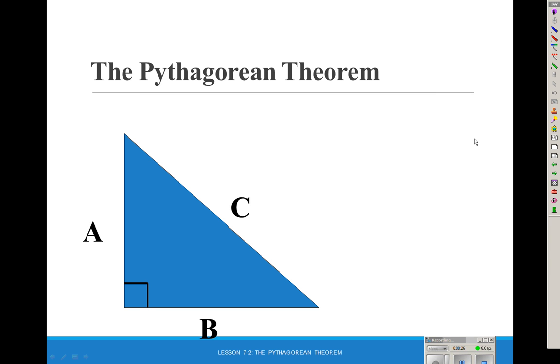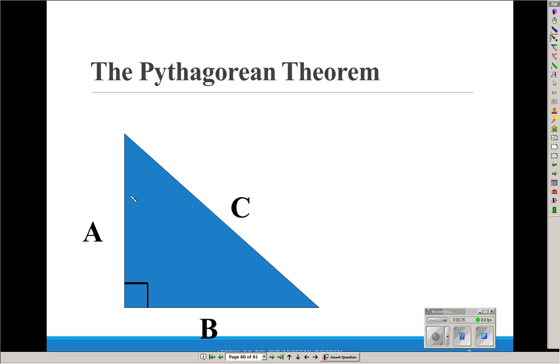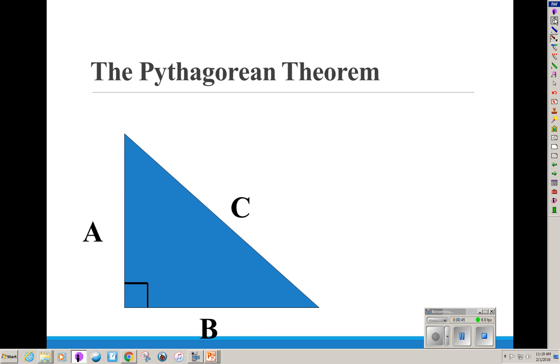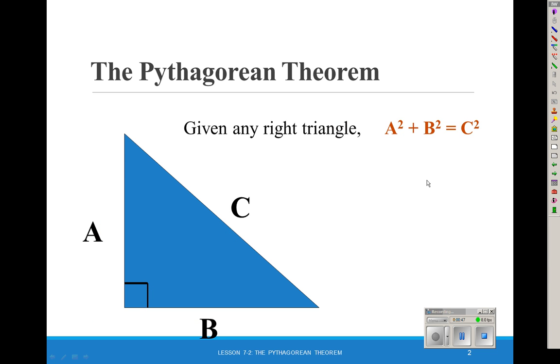So the Pythagorean Theorem says that if you have a right triangle with legs A and B and hypotenuse C, remember the legs make up the right angle, and the hypotenuse is the side across from the right angle. When you have that, then a squared plus b squared equals c squared.